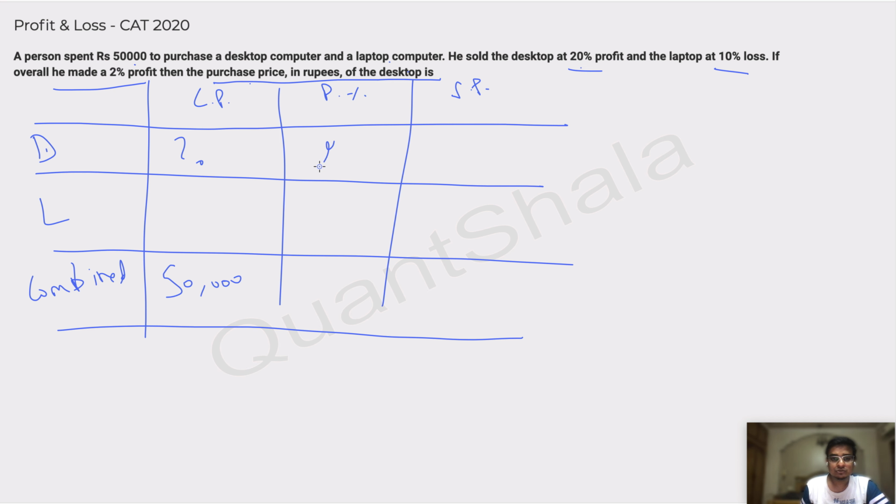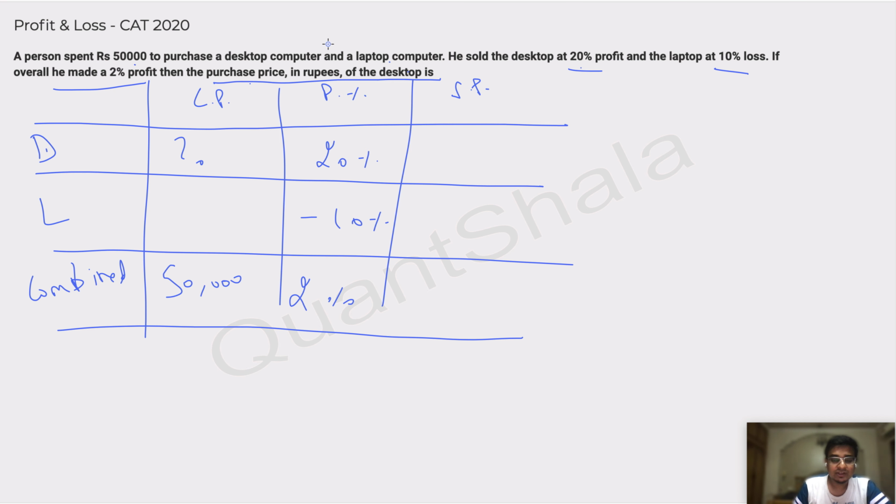Desktop profit percentage is 20%. Laptop profit percentage is minus 10% because it's a 10% loss. Overall profit is 2%. So combined profit is plus 2%. And we don't know anything else apart from this.